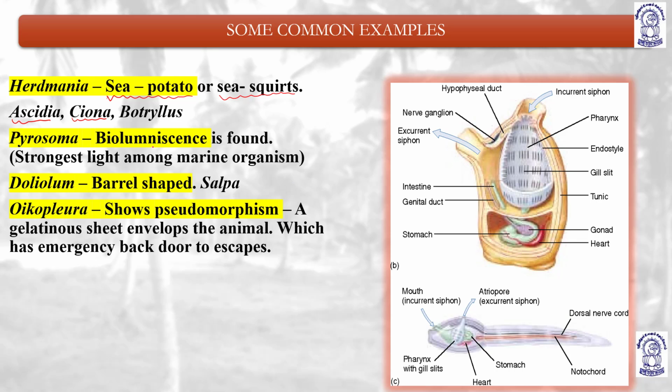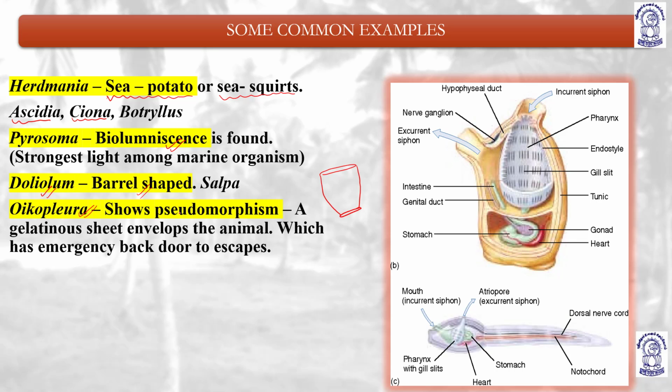Pyrosoma is a bioluminescent Urochordate or tunicate. The light it emits is the strongest among marine organisms. Doliolum is barrel shaped, like this. Okay.